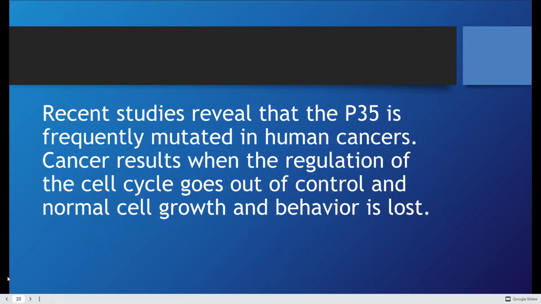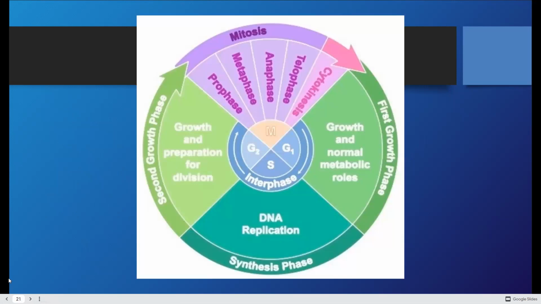Recent studies reveal that P53 is frequently mutated in human cancers. Cancer results when the regulation of the cell cycle goes out of control and normal cell growth and behavior is lost. So again, what will happen if there is continuous cell division with damaged DNA? This will result in a damaged cell, or this will result in cancer. If you have questions, please raise them in our class. So this is now the cell cycle.